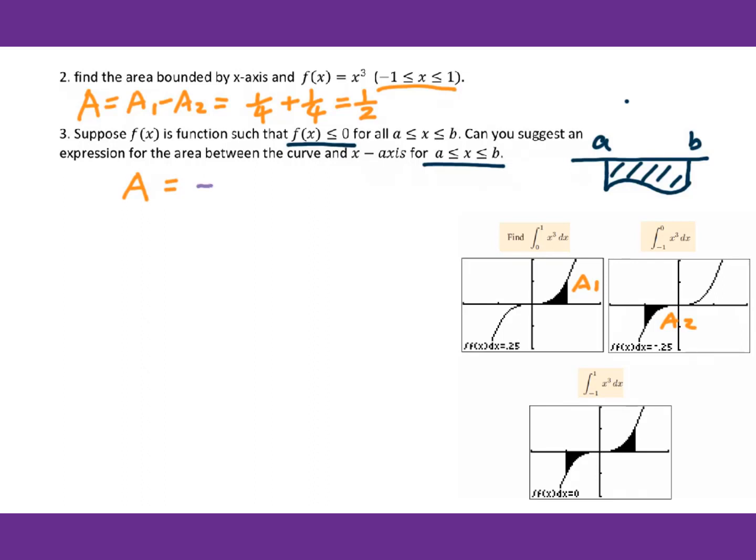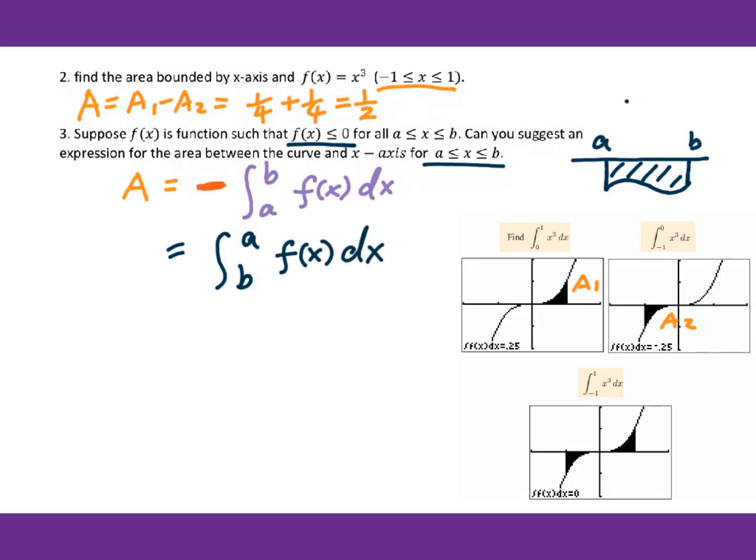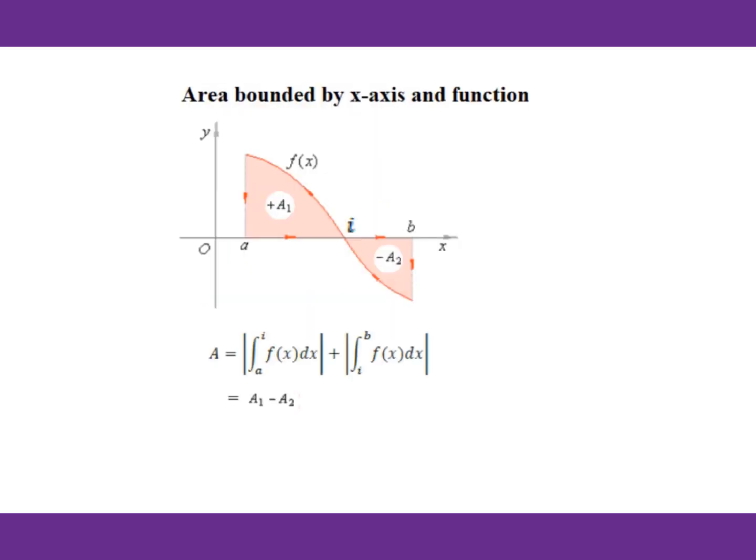the negative of the definite integral of f of x from a to b. So you have to put the negative sign. Or you can write from b to a, the definite integral of f of x, because this will give you positive. So when you're looking for the area bounded by the x-axis and a function, you have to be very careful.